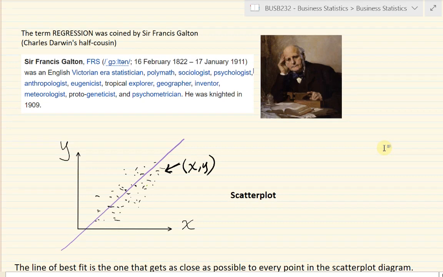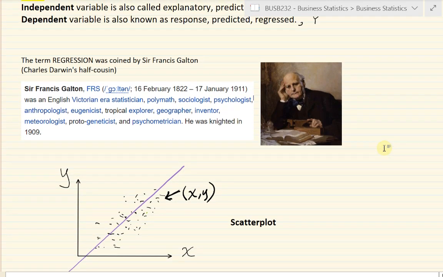So here's the idea of regression. This is what we call a scatter plot. So what is a scatter plot? A scatter plot is a two-dimensional plot of y versus x, just like in algebra classes. Because we have bivariate data, each of these dots represents a pair of data. So the idea is to fit a line through these data points.